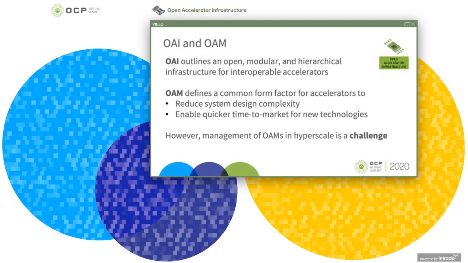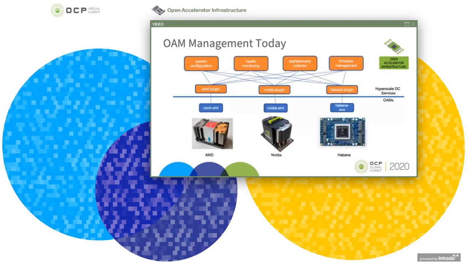Now, let's take a look how the different OAMs are managed today in a hyperscale data center, even after we consolidate the different accelerator hardware to a common form factor. Here, let's assume we deploy 3 different types of OAMs in our data center. These OAMs will be managed by a vendor-specific utility, a different flavor of the SMI. NVIDIA uses NVIDIA SMI, AMD uses ROCm SMI, while Habana uses Habana SMI.